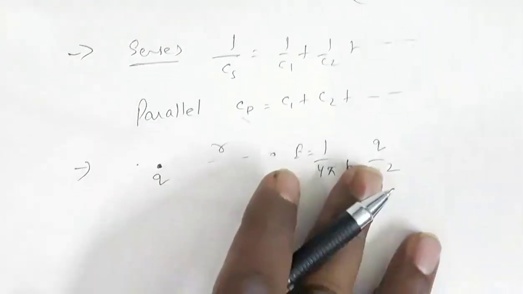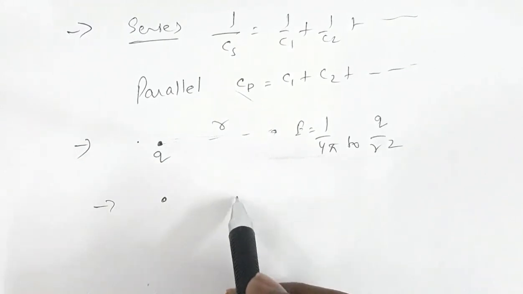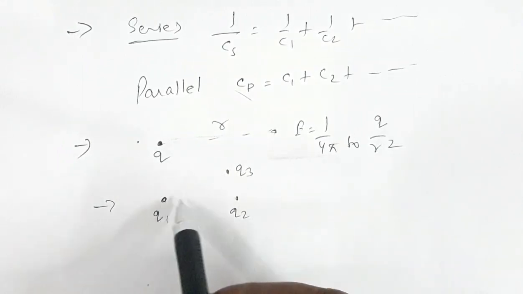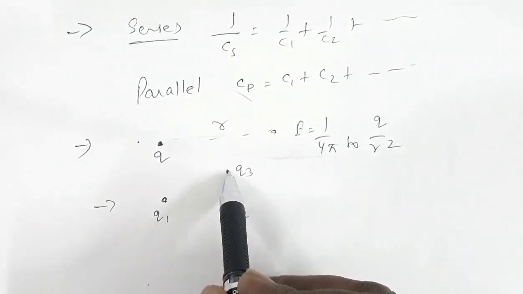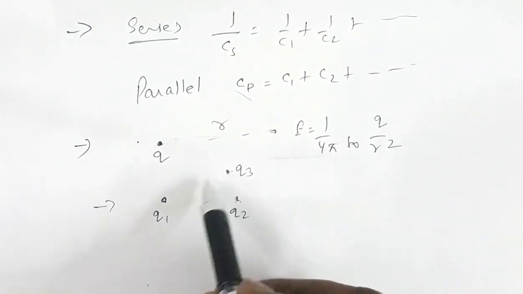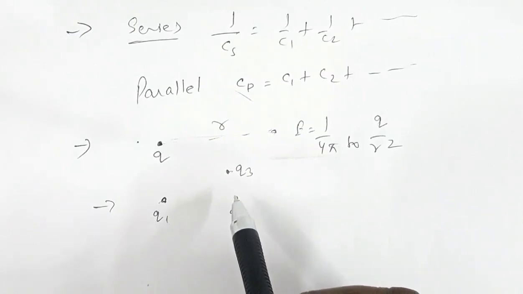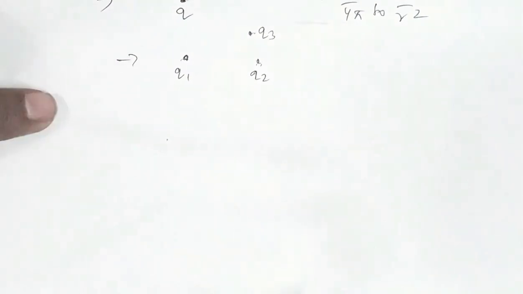Then the other thing is, when you are applying Coulomb's law, suppose you have 3 charges, Q1, Q2 and Q3. If you are calculating the force between two charges, it is independent of the presence of the third charge. Similarly, the force between the other two charges is independent of the presence of this charge. So in Coulomb's law, the force between two charges does not depend on the presence or absence of any other charge. This is one important concept.